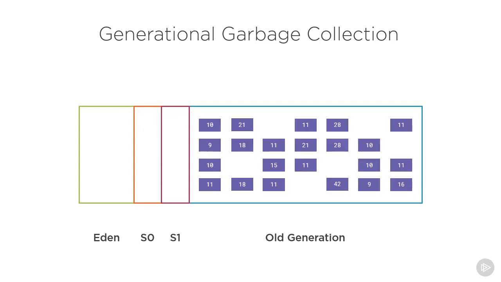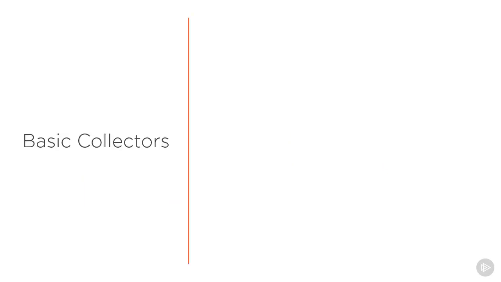Eventually, the old generation also gets filled up and must be garbage collected. This is called a major or full garbage collection, and it usually takes up more time because the search space and number of objects is higher. This is where GC algorithms have their biggest differences.